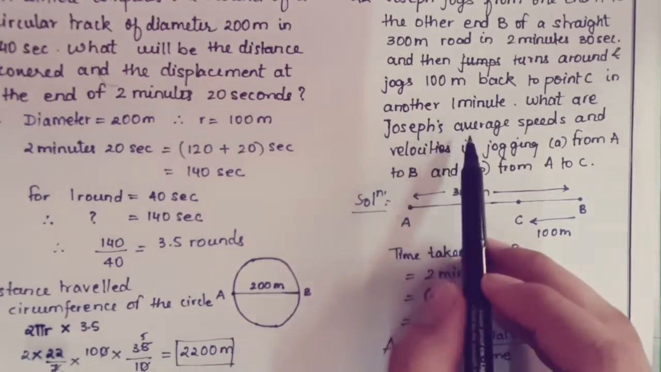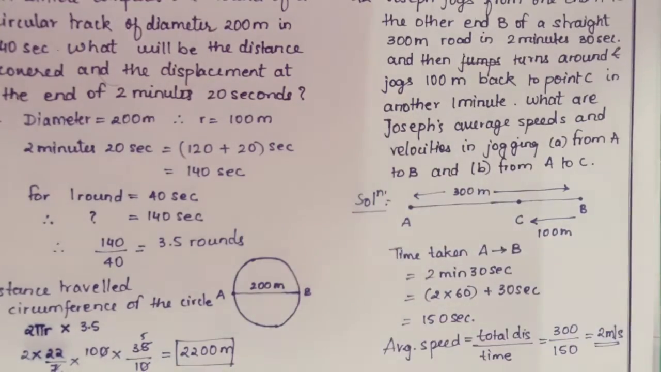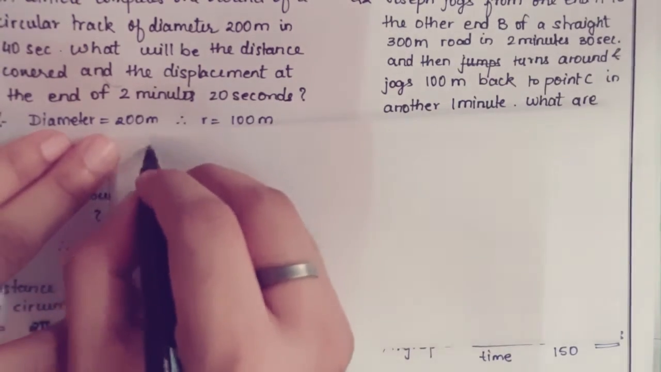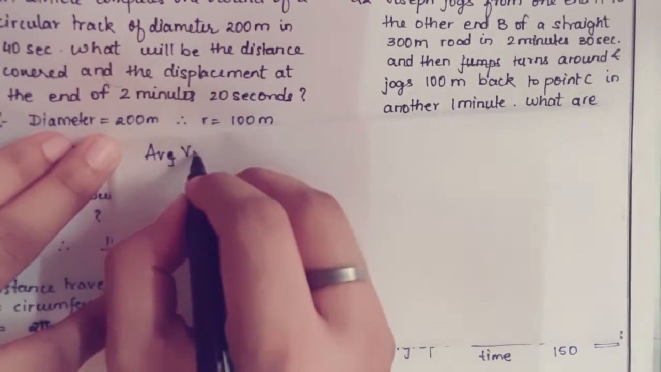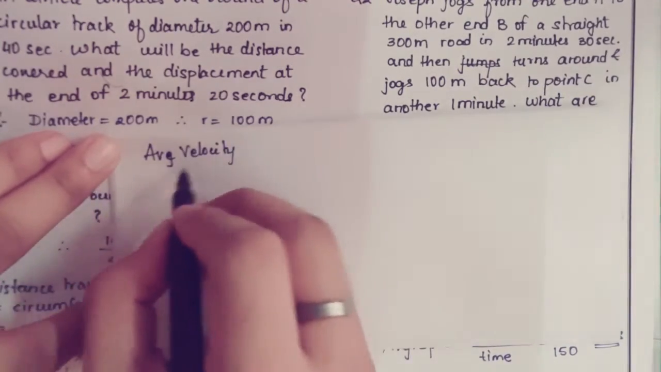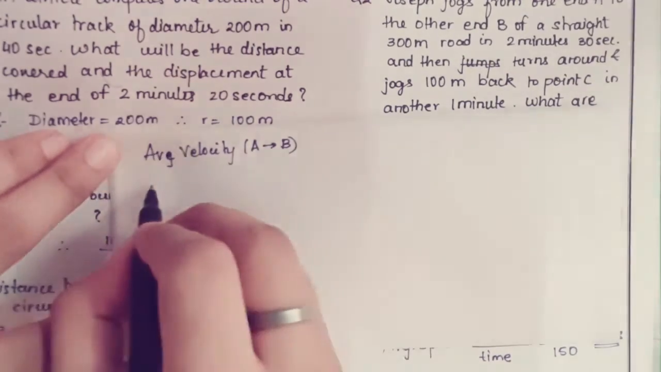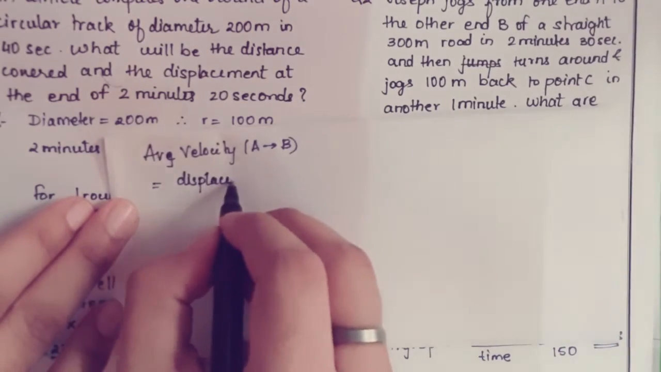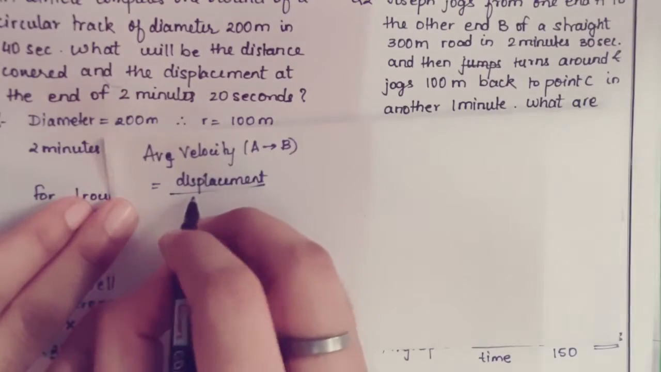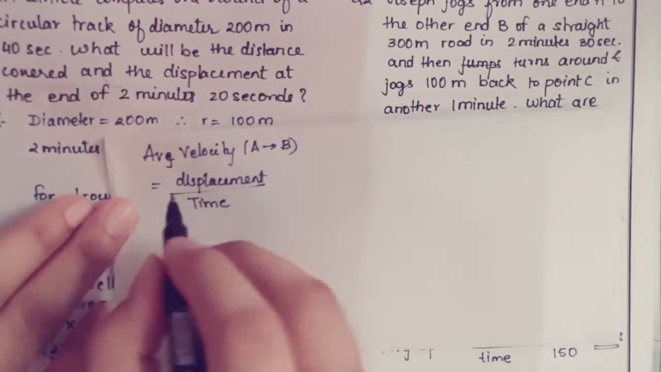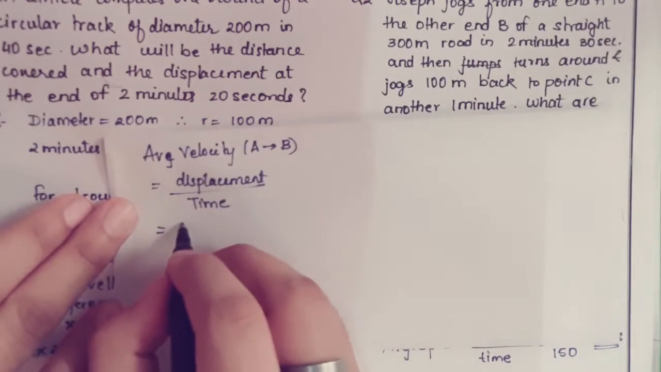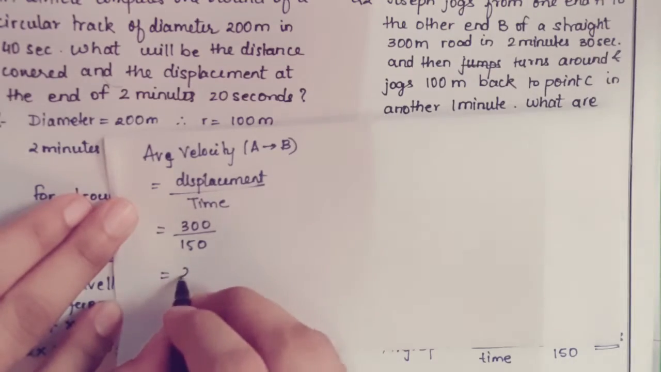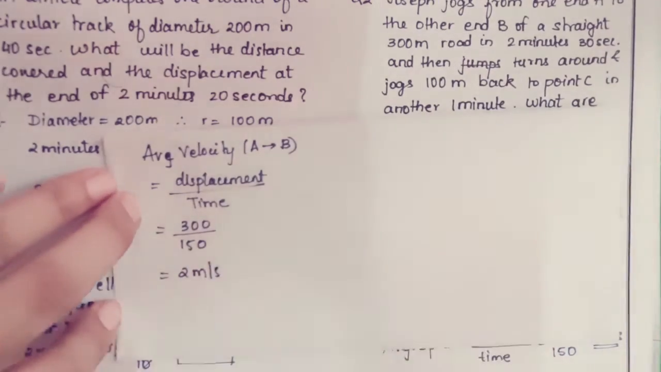Now let us calculate average velocity from A to B. The average velocity for A to B is also going to remain the same. This means displacement upon time. Displacement from A to B is nothing but 300, and the time taken is again 150. So this average velocity also comes out to be 2 meters per second. This is very simple. I hope you have understood this part.